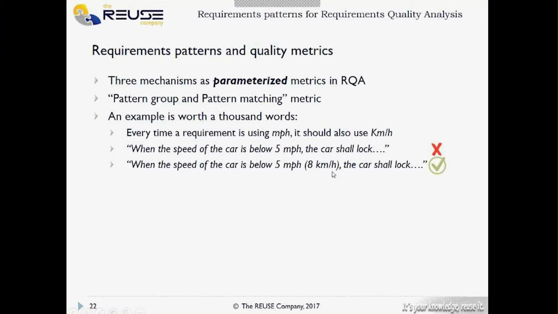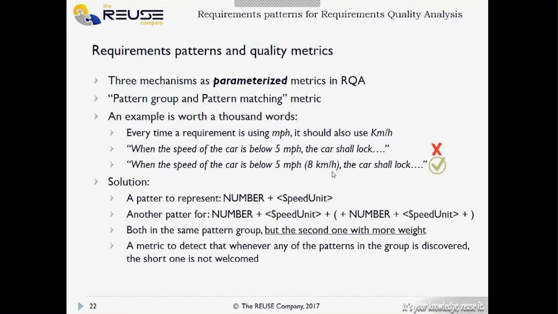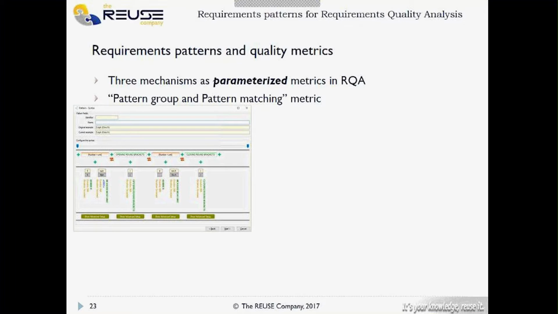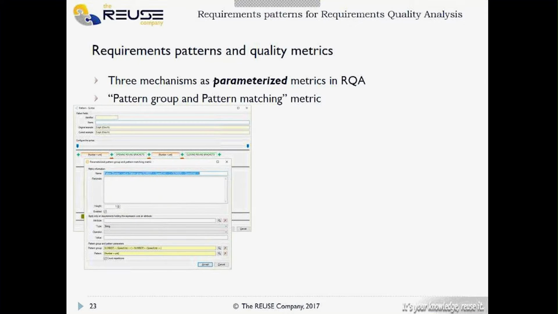So, of course, there is no out-of-the-box metric in the Requirements Quality Analyzer to deal with that, but very easily you can create two patterns, one with a small representation, just the number and the speed unit, and the other one with the full structure: number, speed unit, parentheses, number, speed unit, parentheses again. And then you just put these two within the same pattern group. So this is the example of the second pattern. And then in RQA, you just create this parameterized metric, providing just as a parameter the pattern group name and the pattern that you don't want to find. That means the short one.